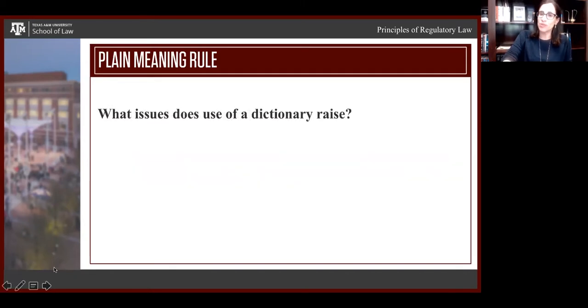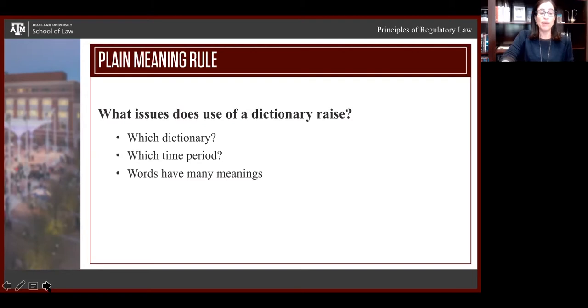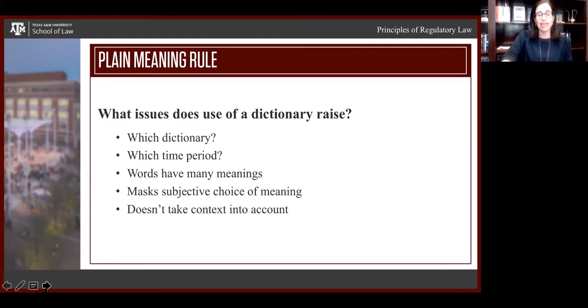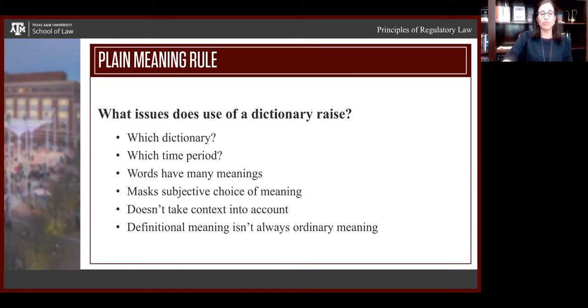But there are many issues that come up with looking up definitions in a dictionary. Questions like, which dictionary do we use? Which time period? What about if a word has many dictionary definitions? There's a lot of subjective choice in picking the dictionary and the definition you want to follow. And dictionaries really don't take context into account. So those are all some of the troublesome issues with using a dictionary. Also, the definitional meaning may not be the ordinary meaning of the term.